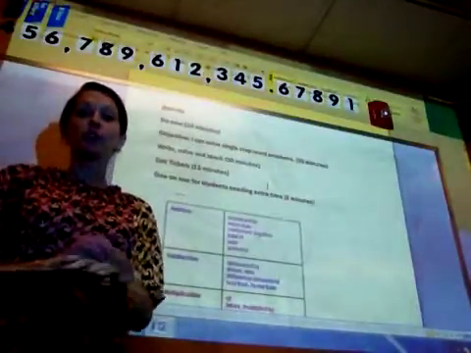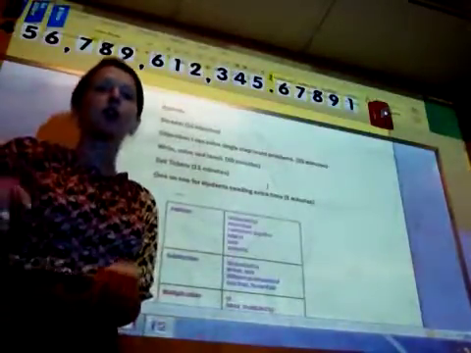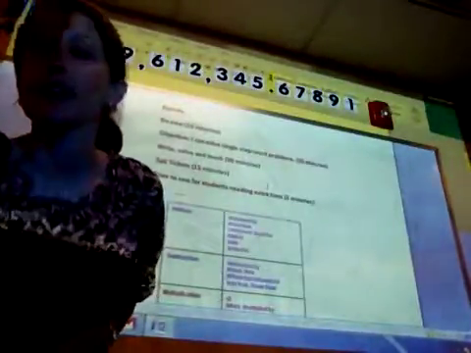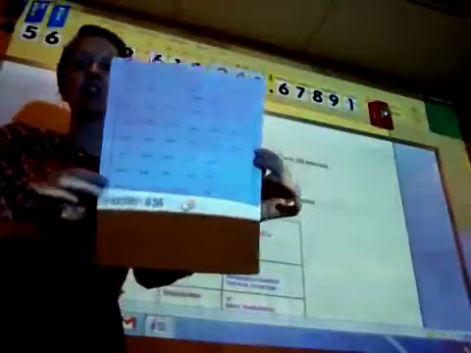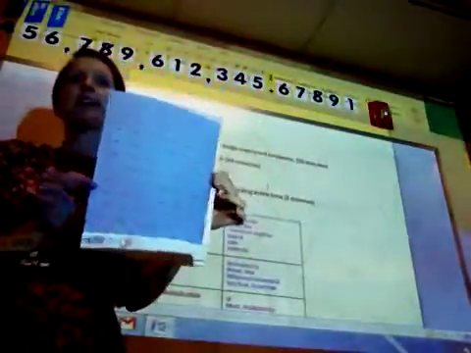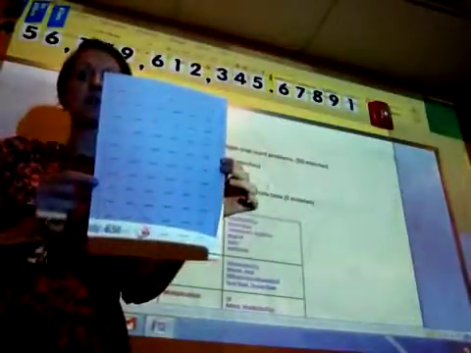So the first thing that we're going to do, just like always, is our do now. So your do now is sitting right behind the projector. Matthew put it there, behind the projector. It looks like this. It's your multiplication sheet for your sixes. So we're going to go ahead. Yesterday I gave you 6 minutes to do this. Today I'm going to give you 5 minutes to try to get as many done as you can.